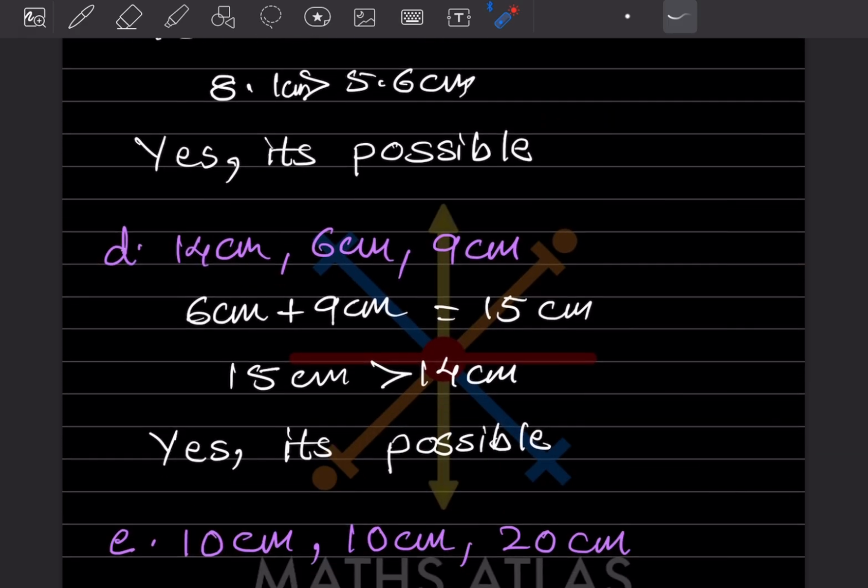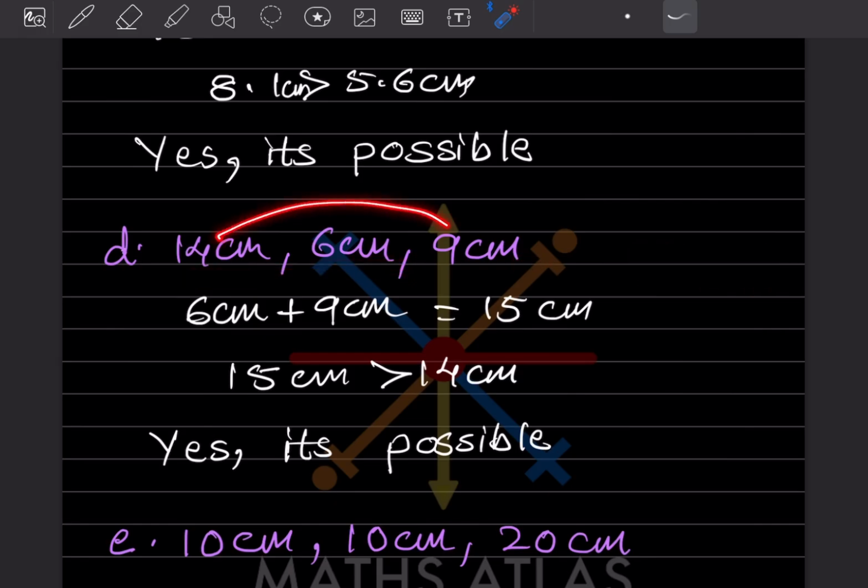Now here, this is 15 and this is 14. 15 is greater than 14, so that is possible. Now suppose we take this 20 and this 9. 20 is greater than 9, so this is possible.